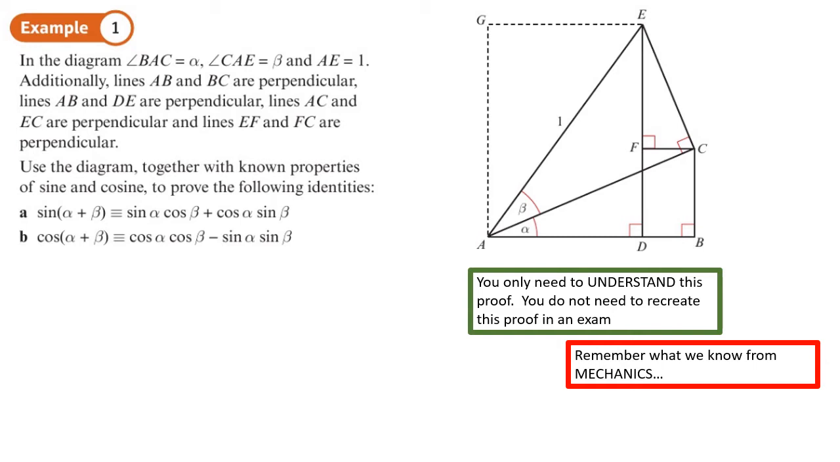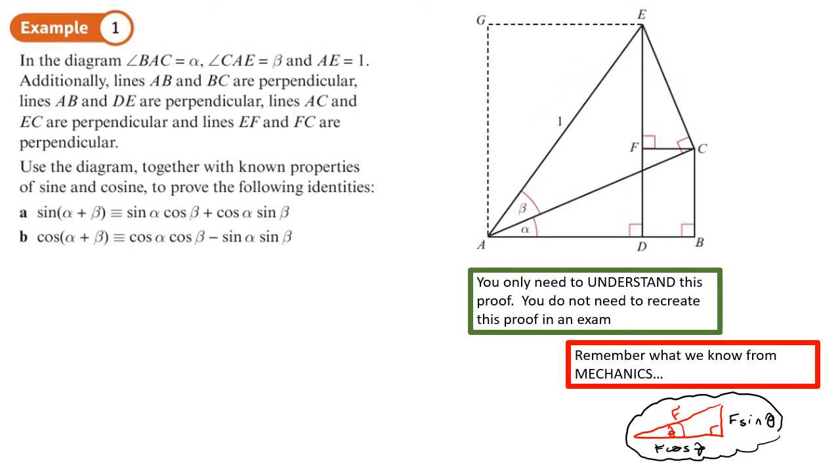Right, and I've put here, remember what we know from mechanics. Hopefully you'll remember, if I've got a right angle triangle, and let's say that I've got an angle here of theta, and let's say that that represented a force there of F, then the length of this side would be F sine theta, hypotenuse times sine theta, and this side would be F cos theta, hypotenuse times cos theta. So this is going to be useful to help us find some of the missing sides in these diagrams, because I see lots of different right angle triangles.